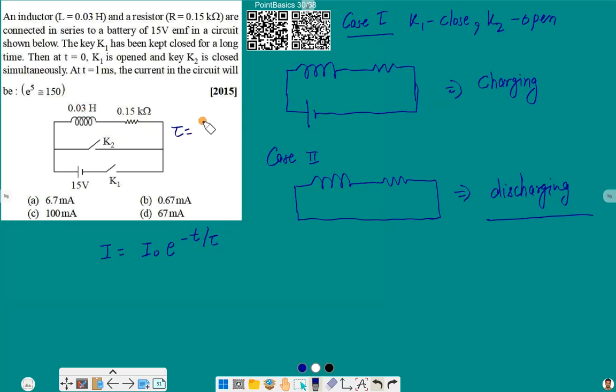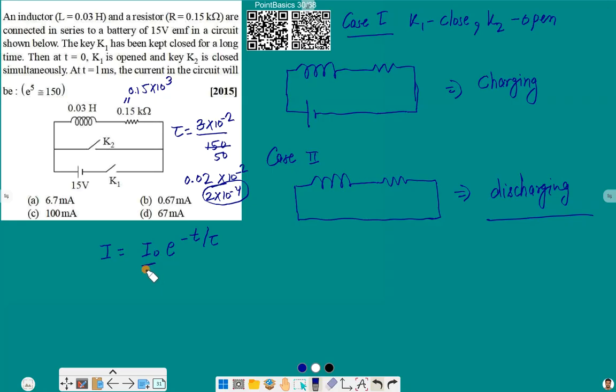So L is 3 into 10 raised to power minus 2, and R is 0.15 kilo ohm. So we can say this will be 0.15 into 10 raised to power 3, or 150. So this will be 0.02 into 10 raised to power minus 2, or 2 into 10 raised to power minus 4. This will be the value of tau, or the time constant. Now let's figure out the value of I node.